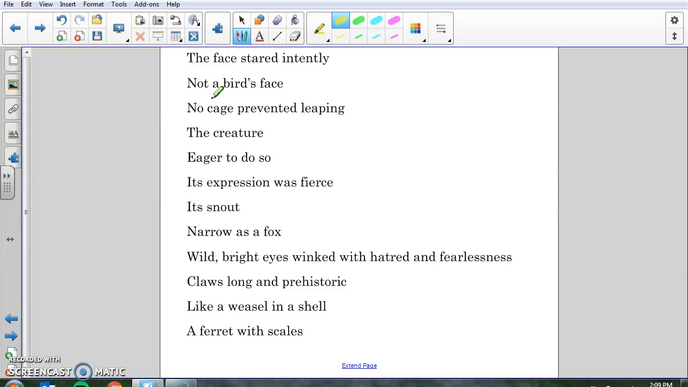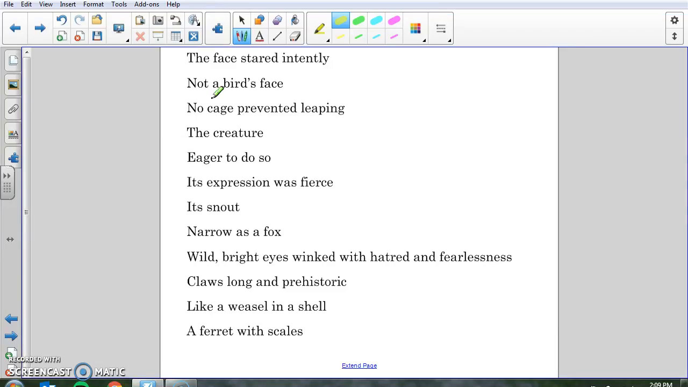Its snout. The reason I wanted to isolate that is because I wanted the reader to pause right there and just kind of think about its snout, and then show you a description of that snout, narrow as a fox. I kept this whole other line here, wild, bright eyes winked with hatred and fearlessness, because I thought that was very descriptive, and I thought that should kind of still stay together.